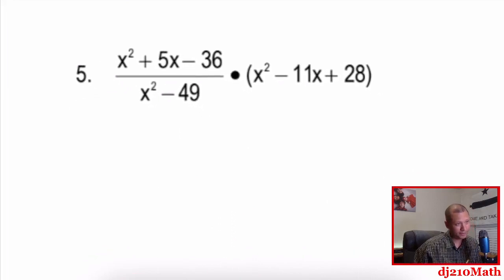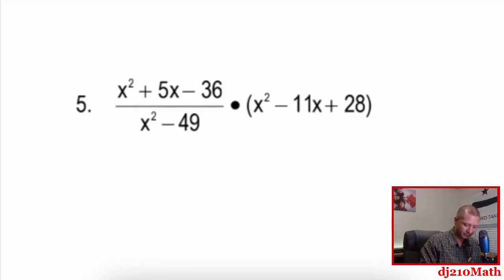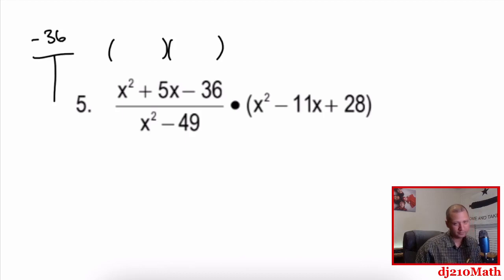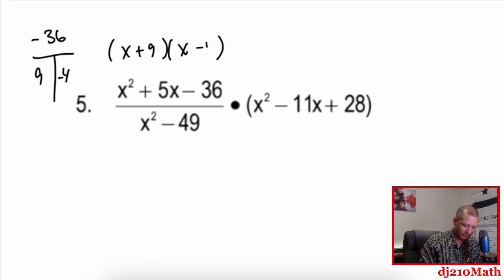Okay, number 5. It's multiplication. So top left, two numbers that multiply to make negative 36 that add up to 5. 9 and 4. 9 and 4 make 36. We need positive 5, so negative 4. x plus 9, x minus 4.